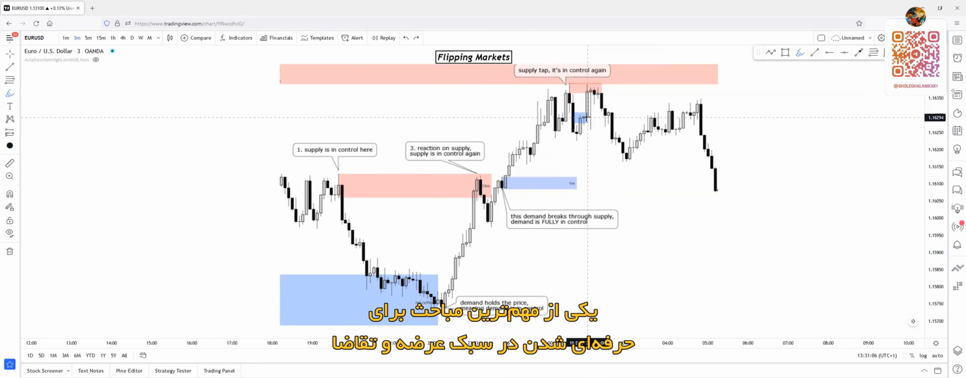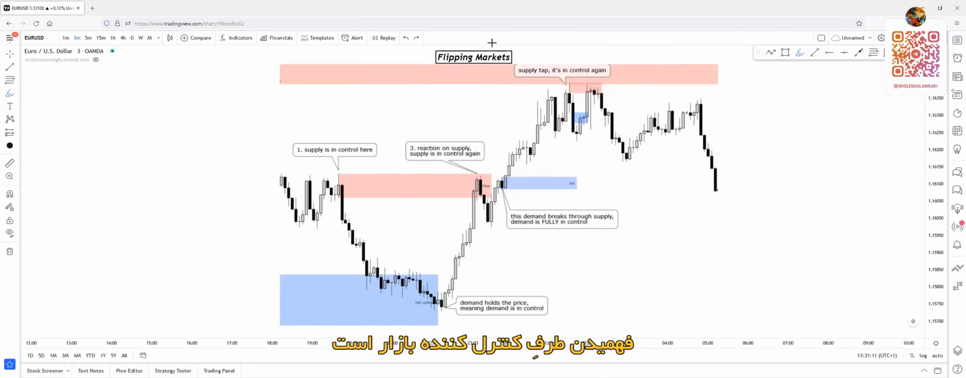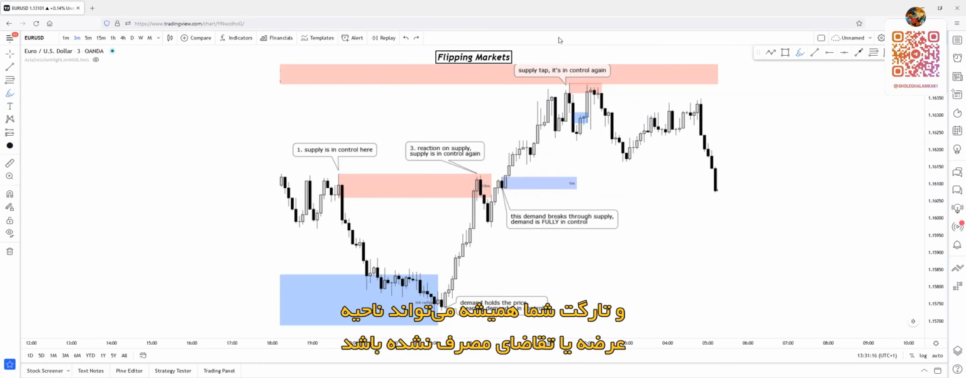So yeah, you always want to trade the controlling side of the market. This is one of the most important things in supply and demand trading to master: to understand what is in control, where you can execute the trades, and what can be your TP. And your TP could always be the unmitigated supply or demand zones.